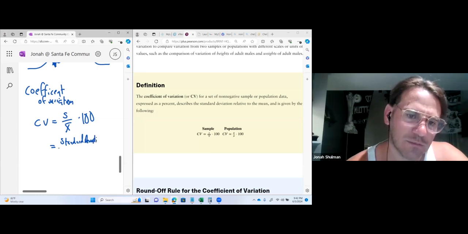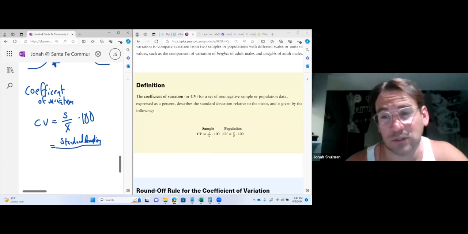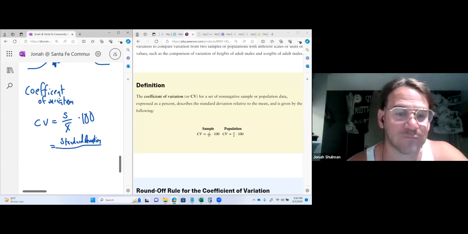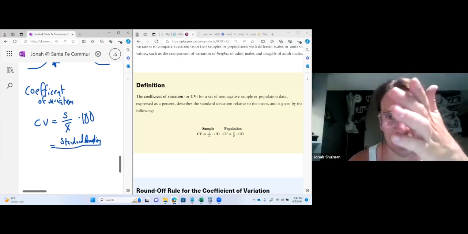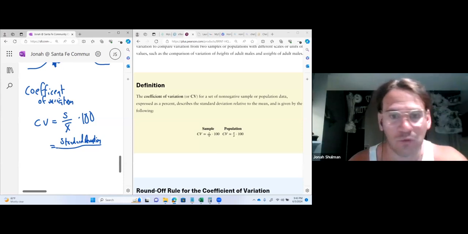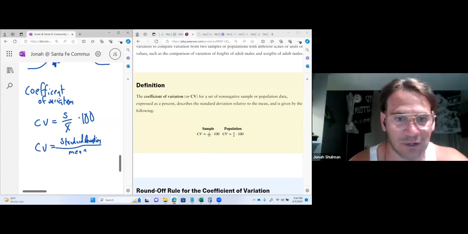And this way we can compare different values, like they used heights and weights, which is pretty good. We can do study time and grades, right? One's in seconds, one's in percentages for grades. So if we want to compare those standard deviations, we can use this CV idea. That's over the mean, and we times it by 100 to just make it a percentage. That's pretty cool.